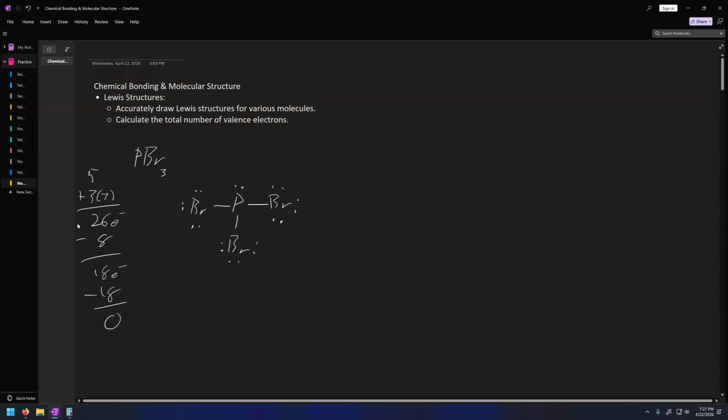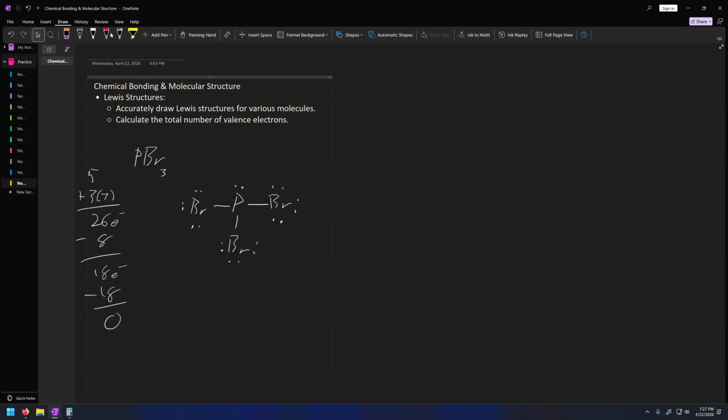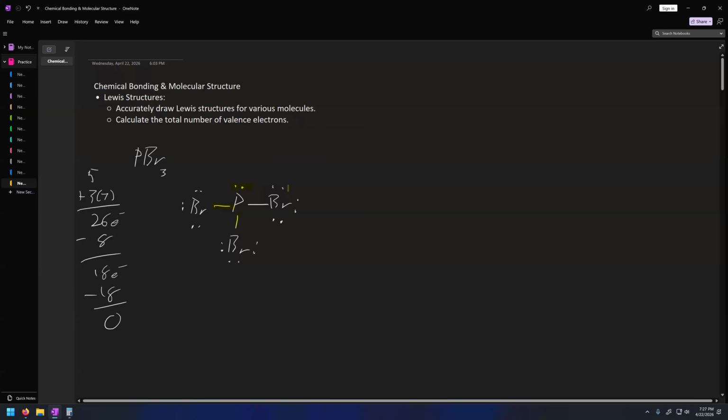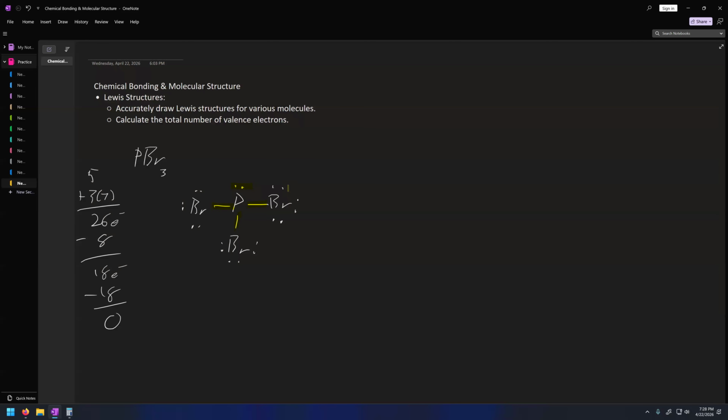Any questions? You mentioned that you spent 8 electrons. Can you go back to that part? Yep. The 8 electrons were the phosphorus and each of these bonds and lone pairs. So those are the first 8 I spent. Remember that every bond is 2 electrons and every lone pair is 2 electrons. 2, 4, 6. Okay. Any other questions?